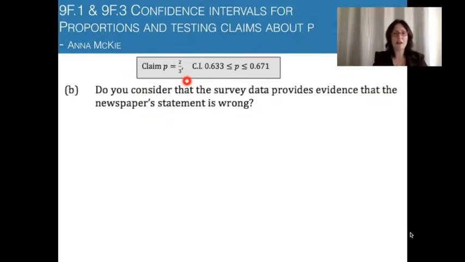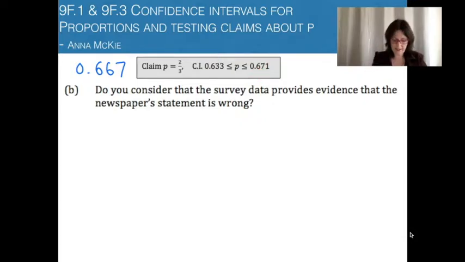The claim of 2 out of 3, the decimal for that would be 0.6 recurring, so 0.667 if you like. And the question here is, do you consider that the survey data provides evidence that the newspaper's statement is wrong? So this 0.667, where does it lie within this confidence interval? It's above the lower endpoint. Does it fit in before the upper endpoint? It does actually. So the claim is not wrong.